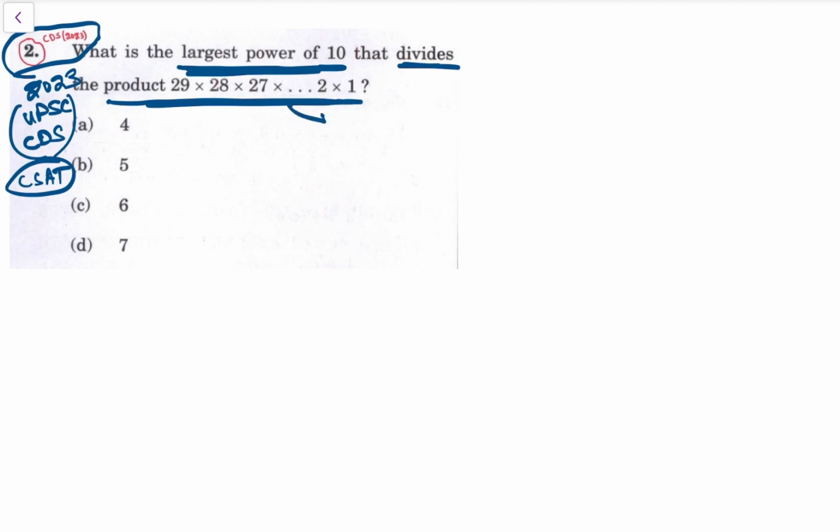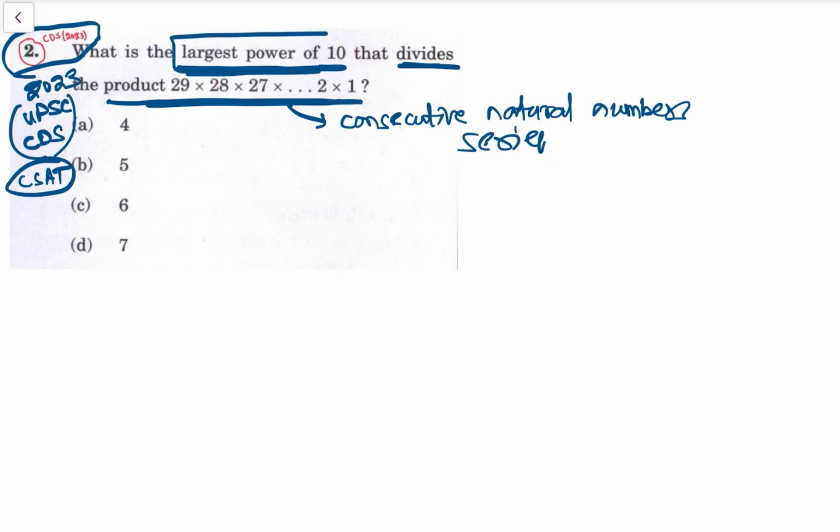So what is the product? 1, 2, 3, and so on till 29. So that is a series of consecutive natural numbers. For that, how do we find out the number of 5s? See, the largest power of 10 that divides the series.